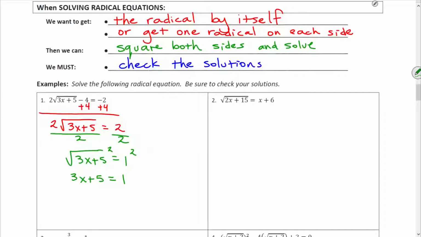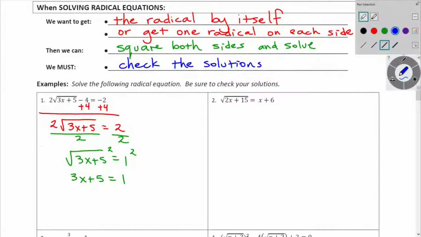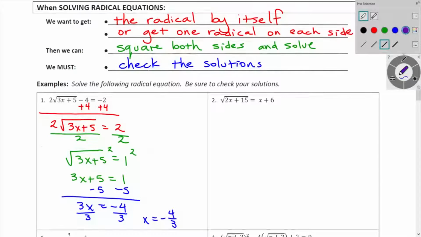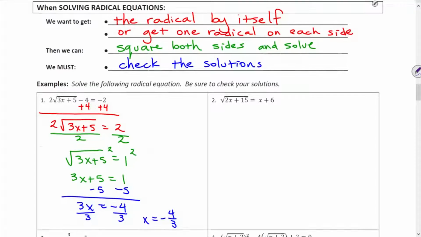So now we'll solve this equation. I'm going to subtract 5 from both sides to get the x by itself. I have 3x is equal to negative 4, and I will divide by 3 and divide by 3, and x equals negative 4/3. Now before I box this and celebrate that I have the answer, I'm going to check to see if this actually works in the original equation.